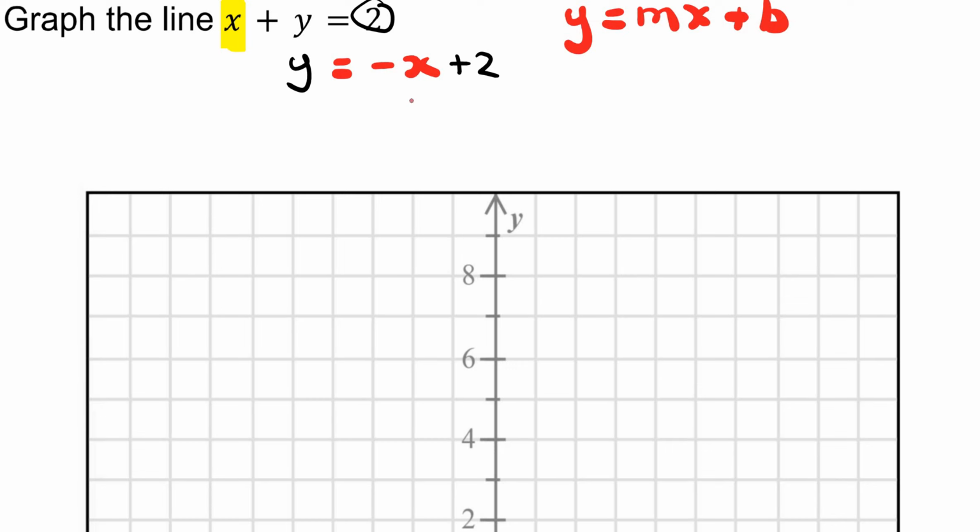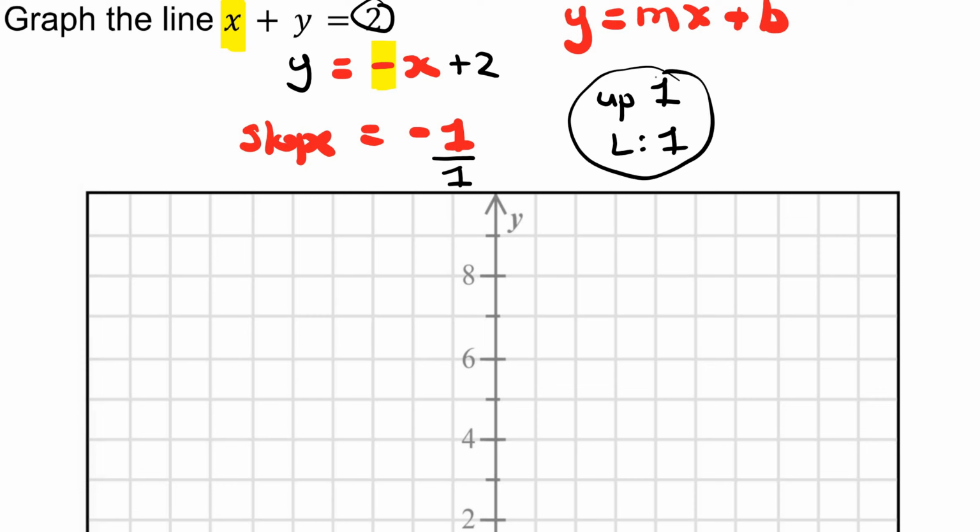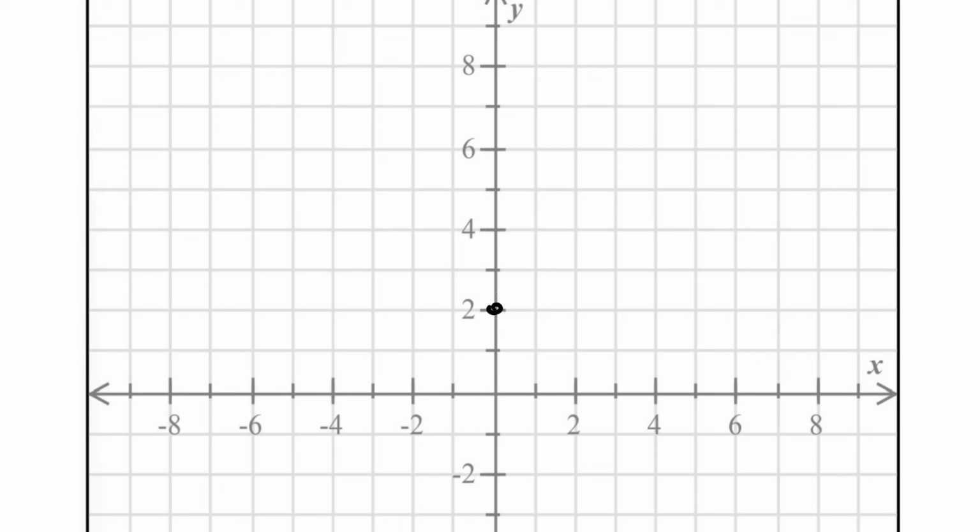So my slope here equals, well, there's a negative coefficient, so my slope is going to be negative 1. What this means is I go up 1, and since it's negative, I go left 1. That's my slope, up 1 and left 1. But I start with a y-intercept of positive 2. So here's a y-intercept of positive 2.